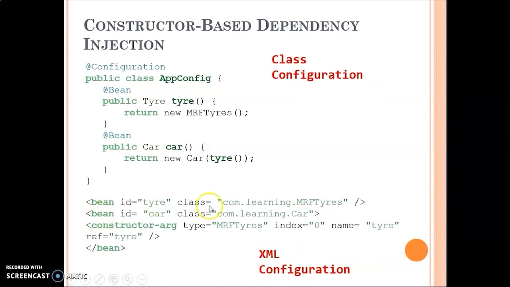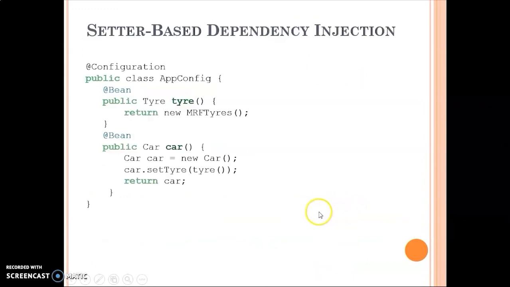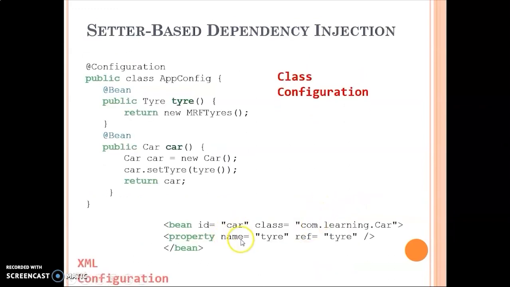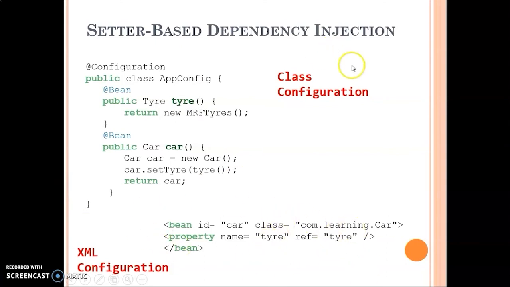Here if you see, it is going to be very similar to this, right? Bean id tire com.learning.mrf. So I have not rewritten it here. It is going to be the same one. So you can say it is referring to that same tire bean which was defined in the previous slide, right? So this is the configuration class which we are using here to provide us the objects, or to define our beans to be more precise, and this is the XML way of doing it, to provide us a bean object. So this is setter based dependency injection, wherein we use the property tag, or we use a setter method basically. So that's the second one.